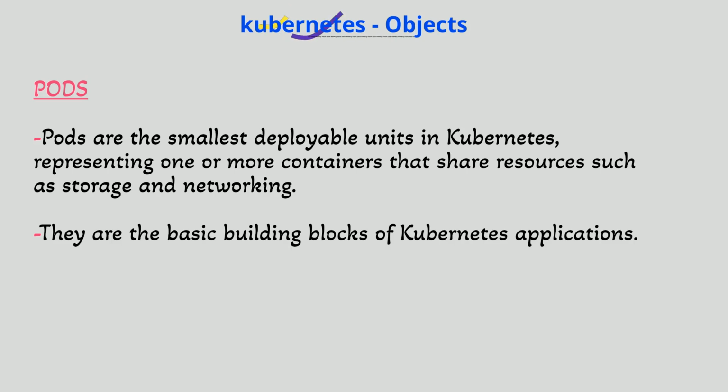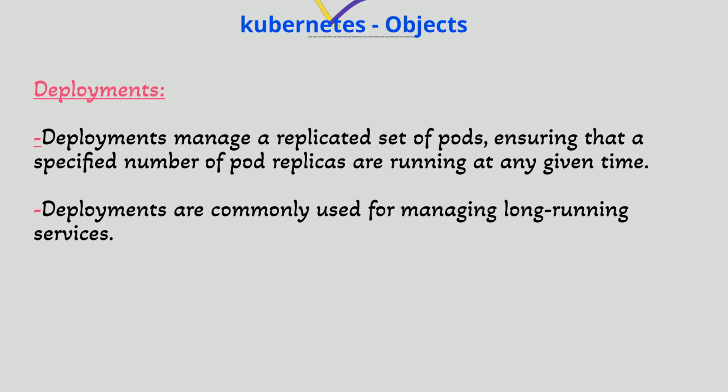Pods. Pods are the smallest deployable units in Kubernetes, representing one or more containers that share resources such as storage and networking. They are the basic building blocks of Kubernetes applications.